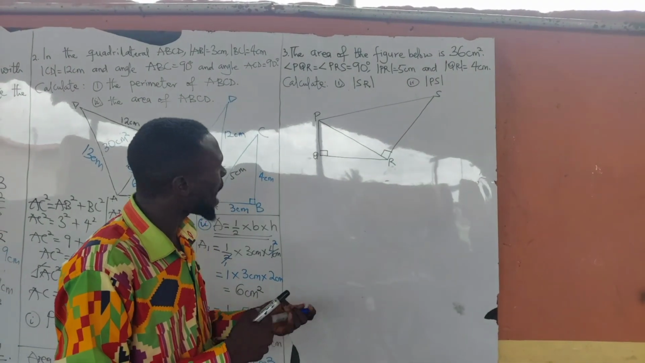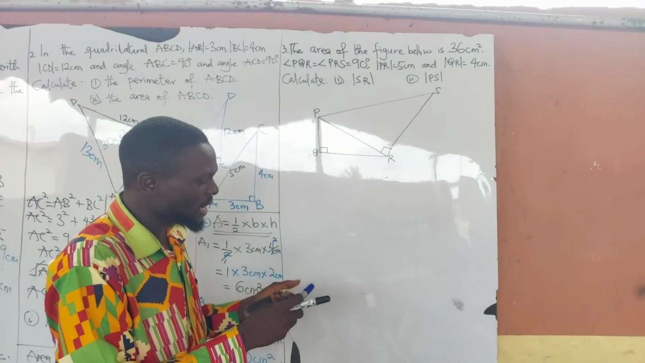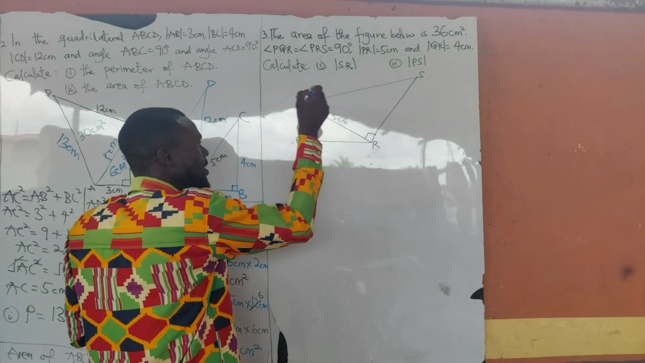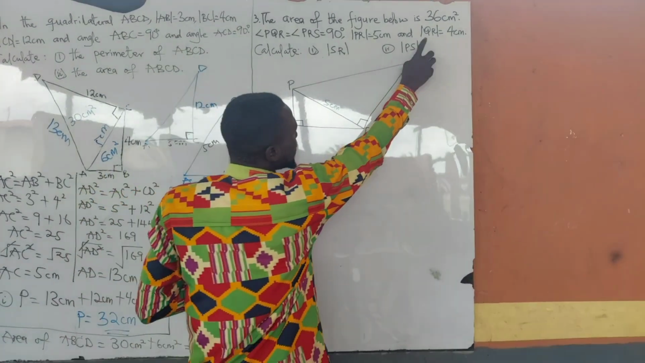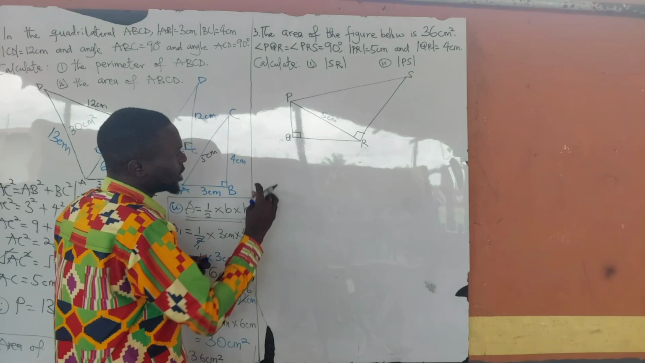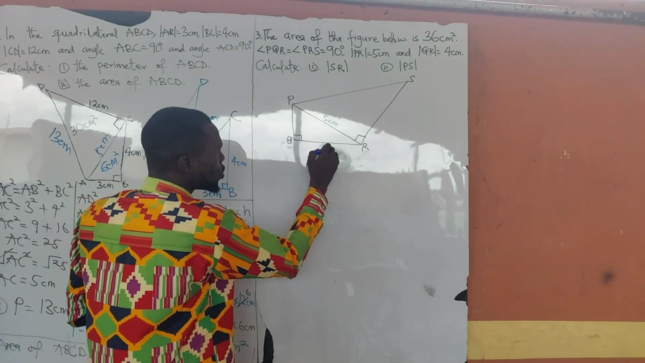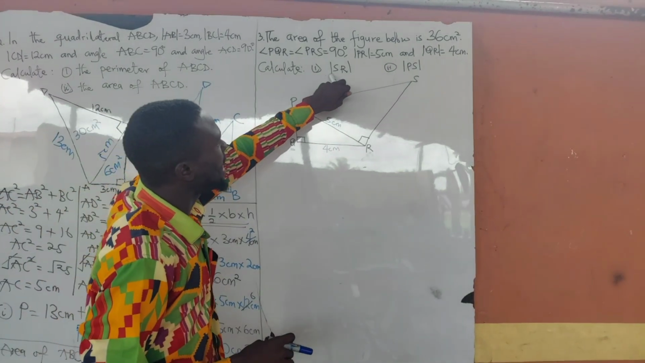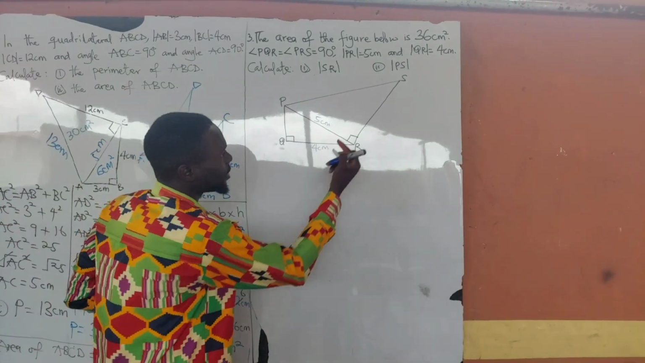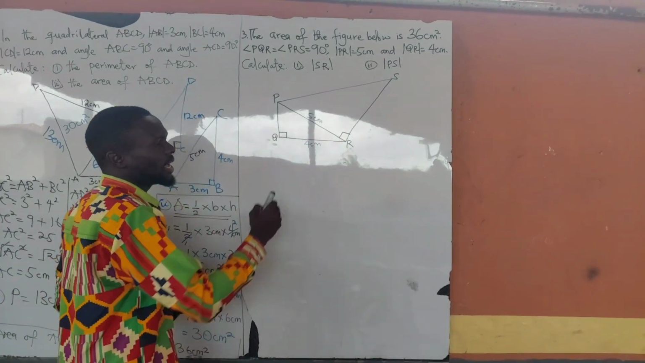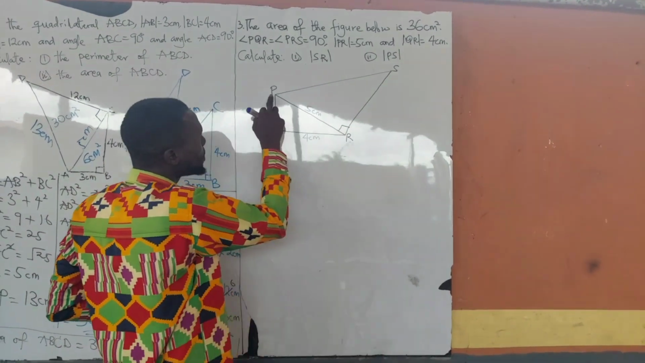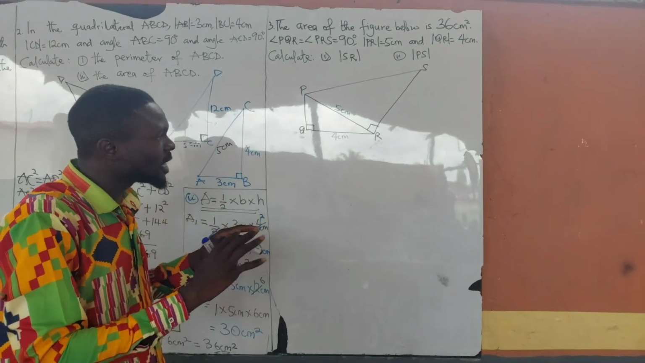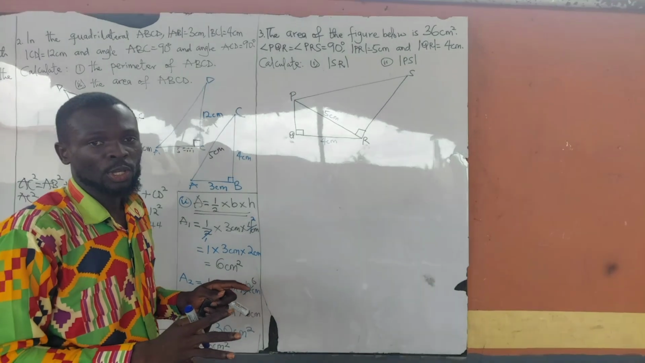PR is 5 centimeters. So you have been given PR as 5 centimeters. And QR is 4 centimeters. So they've given you QR, also 4 centimeters. Calculate the length SR. Where is SR? SR. And also the length PS. P and S.